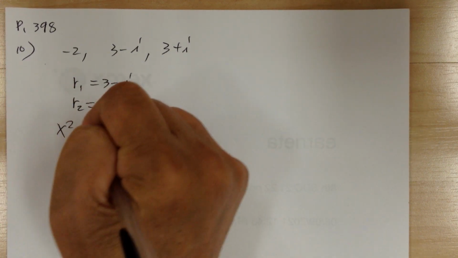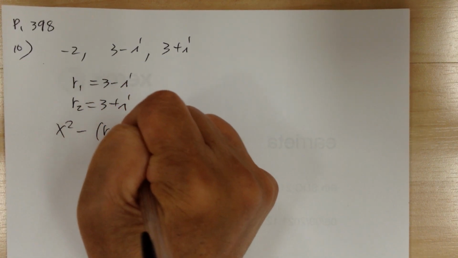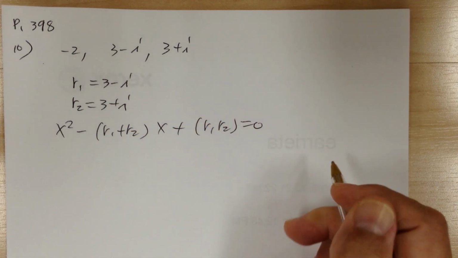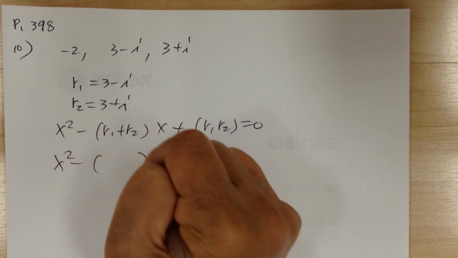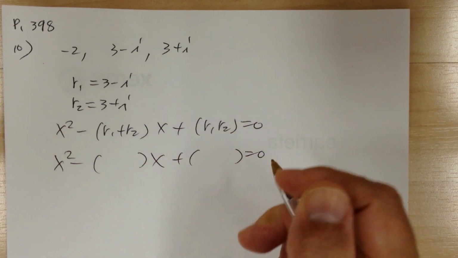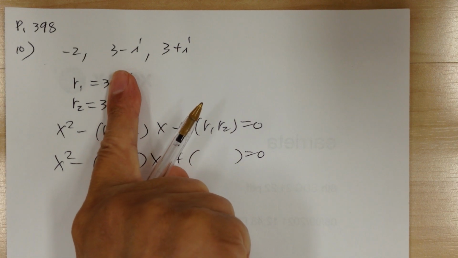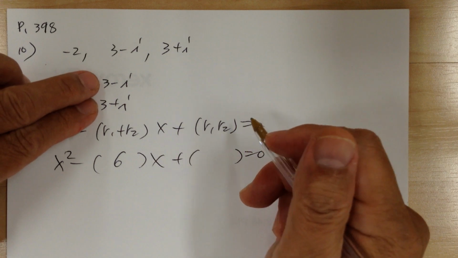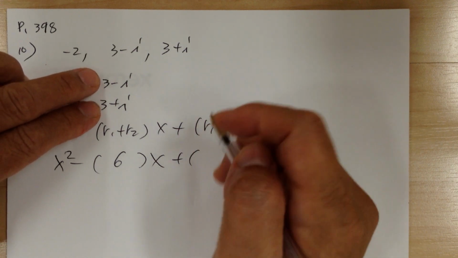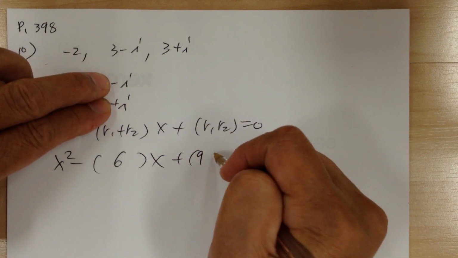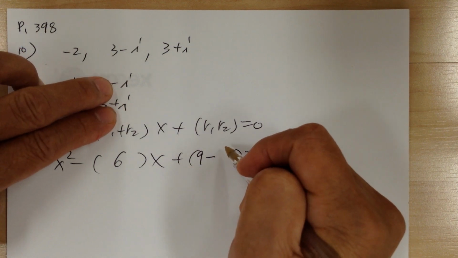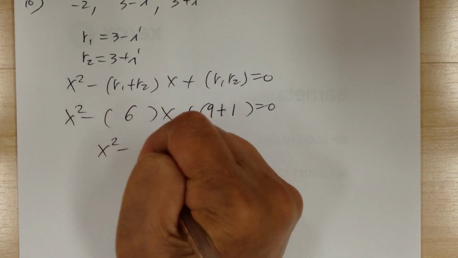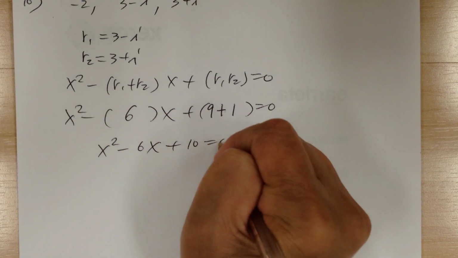The root equation is x squared minus (R1 plus R2)x plus R1 R2 equals 0. So you've got x squared minus, plus. When you add, the i's cancel out, so 3 plus 3 gives you 6. When you multiply, you have to multiply the matching parts. 3 times 3 is 9, minus times plus is minus, i times i is negative 1, times negative gives you plus 1. So you get x squared minus 6x plus 10 equals 0.